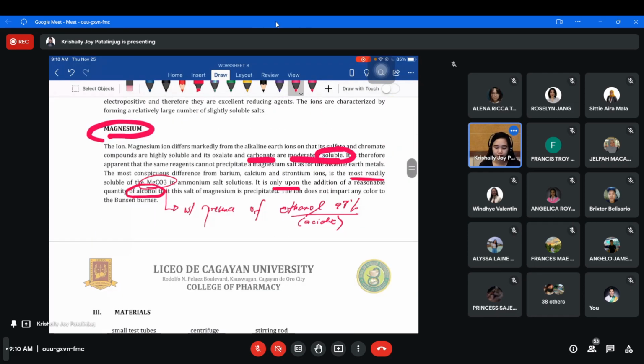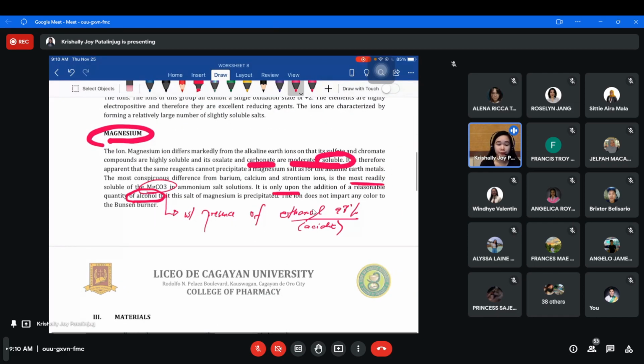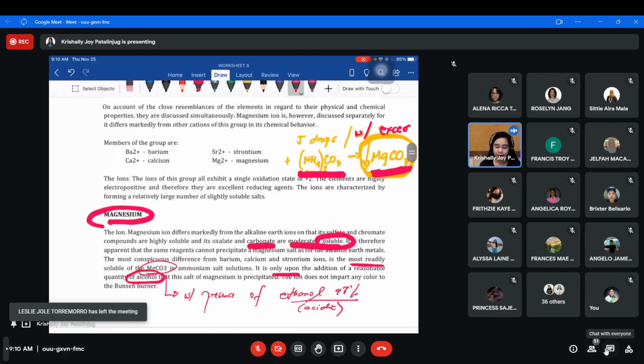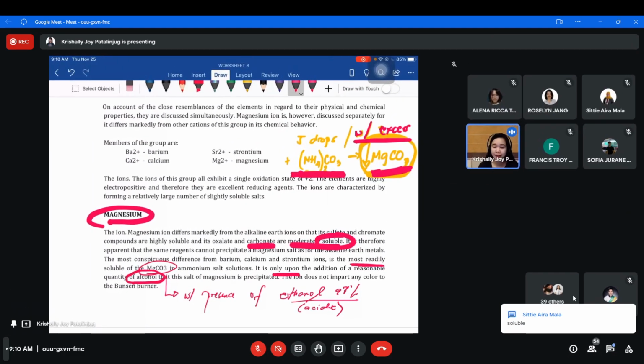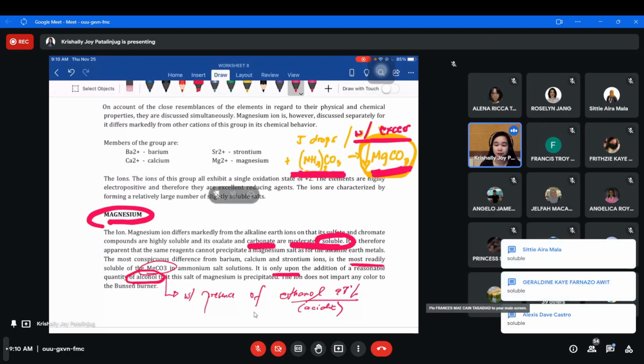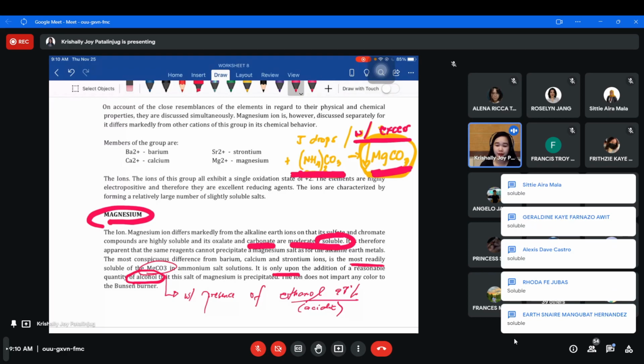Okay? Okay, so let me ask you again, Be, if you're listening. Kapag magnesium ion reacted with excess ammonium carbonate, soluble or insoluble yung solution? Okay, very good. Soluble, meaning wala kang makikitang precipitate of magnesium.